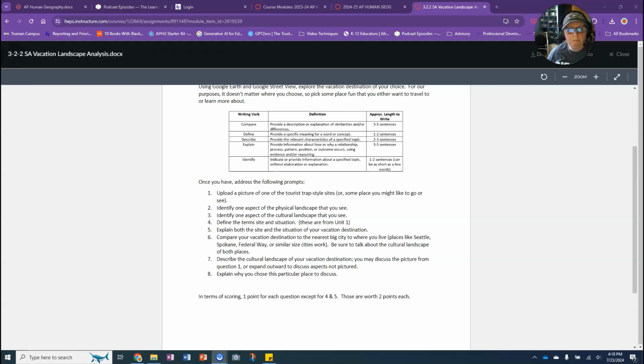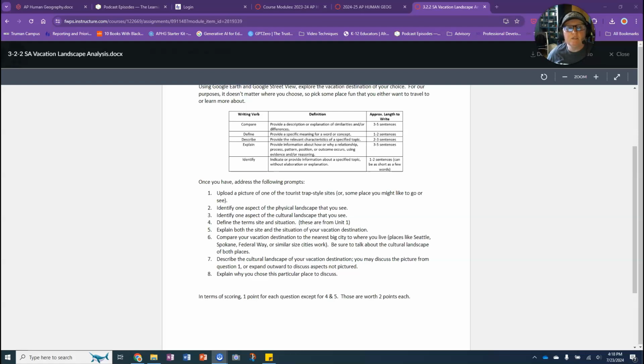Okay, and you're going to play around and explore the site. So both the site of the tourist trap, but just then the place you've picked more generally. Right, so if you've picked Tokyo, Japan, go into Google Earth and Google Street View and do a virtual tour of the streets of Tokyo. What do you see, right? What are you finding out?